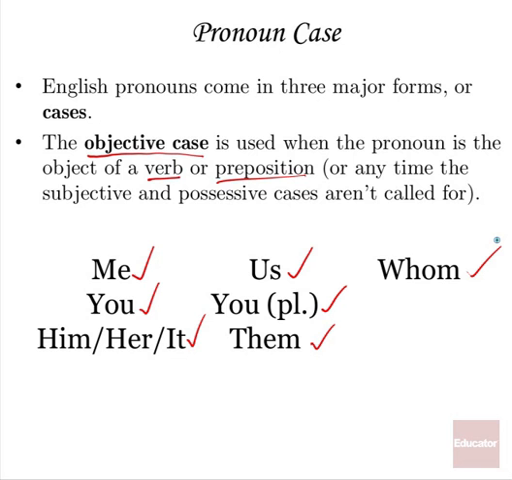So if you go back to our cats example, cats love me, cats love you, cats love him, cats love her, cats love it. It, I assume, would be catnip or cat food. Cats love us, cats love you guys, cats love them. Whom do cats love? In each of these cases, all of these pronouns are the object of the verb love. You can also use it as the object of a preposition. He gave the present to me, he gave the present to her, and so on.